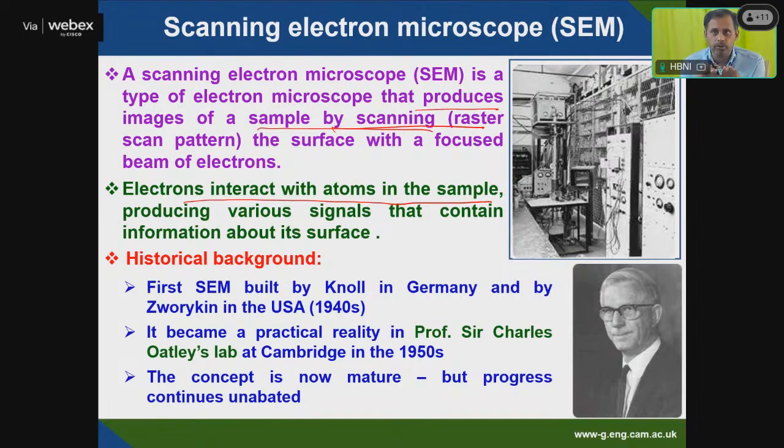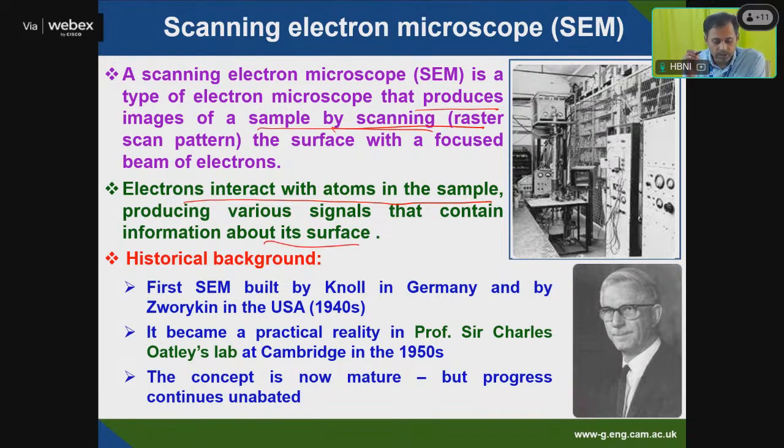As you know, the sample is composed of unit cells. In the crystal, you have a unit cell, and in the unit cell there are a lot of atoms. This electron interacts with the atoms, producing various signals that contain information about its surface. Mainly, it gives a topological or topographic image.